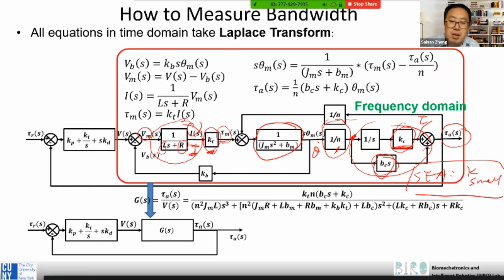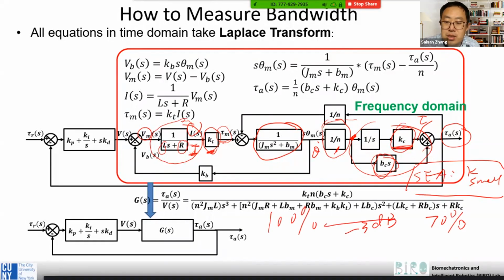So one student asked me why is it -3 dB? Because I mentioned it's about a 70% reduction. I mean, your input is 100, and after the system, you get 70%. So you get 70% of the performance. For grading, if you get 60% of the grade, it's not too bad, but 70% is kind of okay. It's kind of like your GPA.